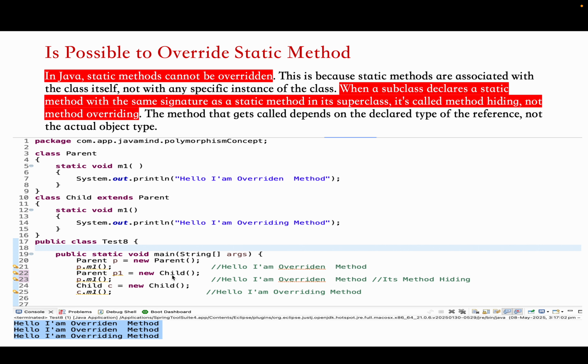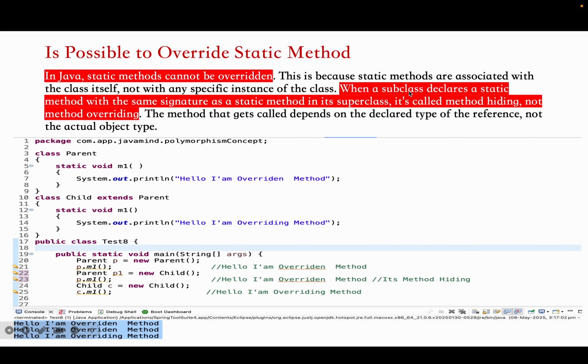Yes or no? But see, if I call p1.m1, you can see the second result. It's printing "Hello I am overridden method". But this time we should print "Hello I am overriding method". But it's not getting overridden. Why? This is method hiding.